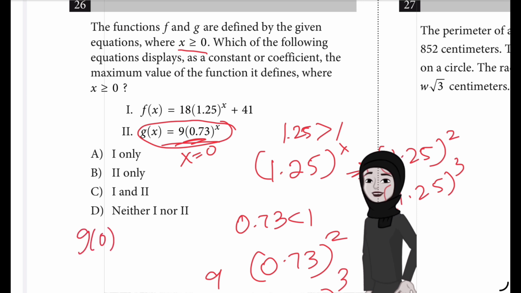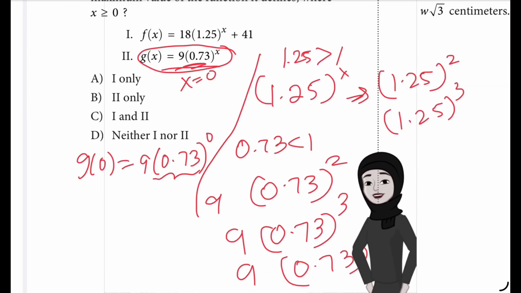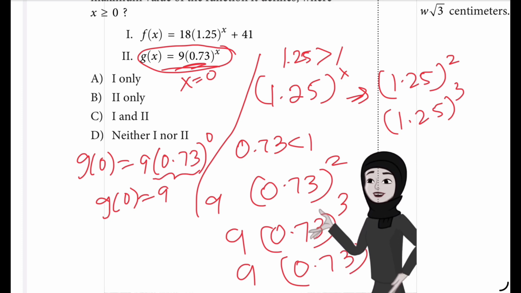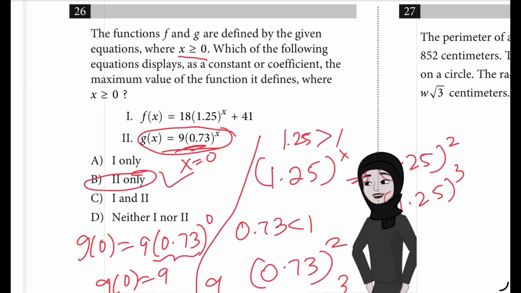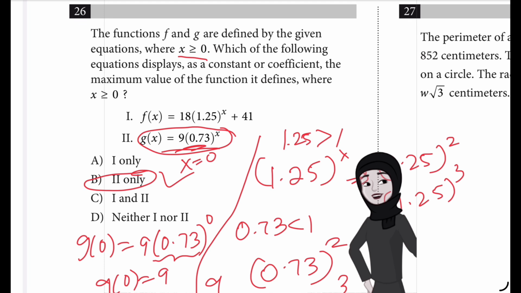So g of 0 will be equal to 9 times 0.73 raised to the power of 0, and anything raised to the power of 0 is 1. So g of 0 is 9. Therefore, the maximum value of g of x for x greater than or equal to 0 is 9, which appears as the coefficient in equation 2. So we will have to go with B. So of the two equations given, only 2 displays as a constant or coefficient the maximum value of the function it defines where x is greater than or equal to 0.